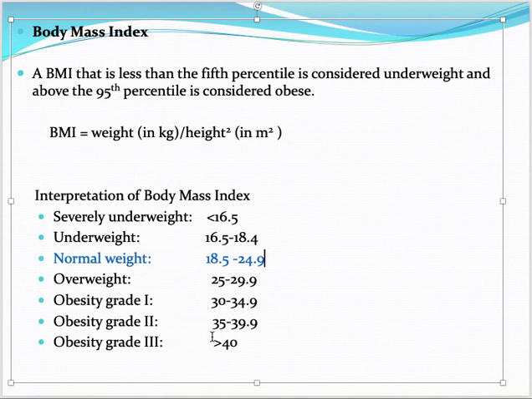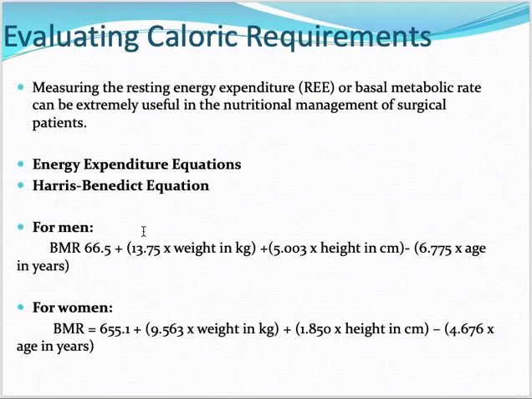So you can see, and you can calculate your BMI yourself nowadays on Google. You can calculate your BMI easily by putting in your height and your weight. So this is one of the ways by which we can check the body mass, like the nutritional status of the patient. And then we can evaluate the calorie requirements.